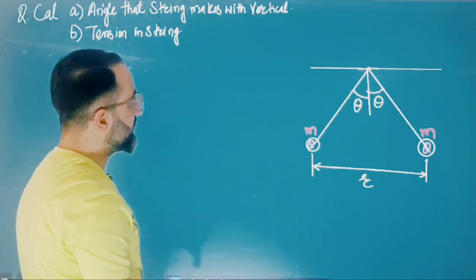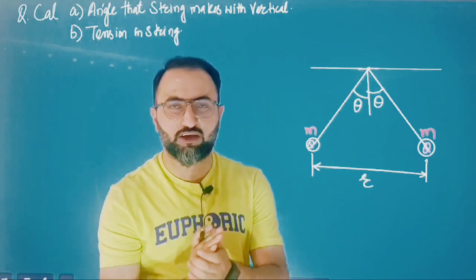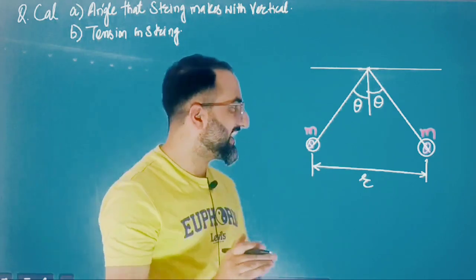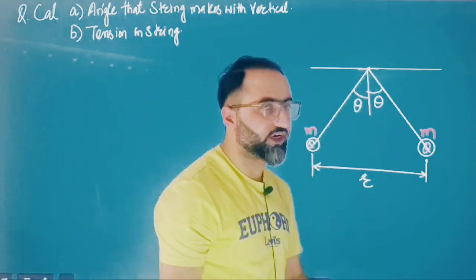Okay, now concentrate on the question. The question is like this. First, you will have to calculate the angle which the string makes with the vertical. Number two, you will have to calculate the tension in the string. Okay, this string, you will have to calculate the tension on the string.